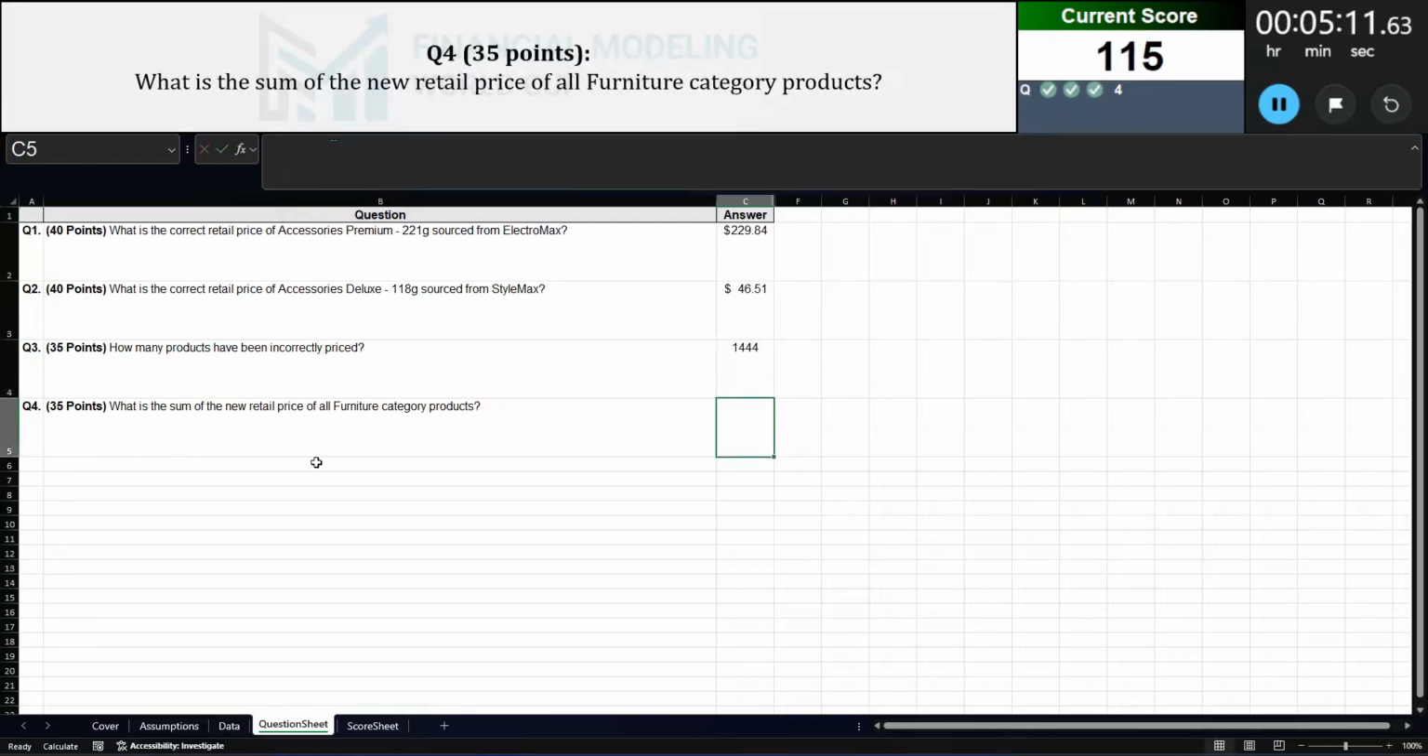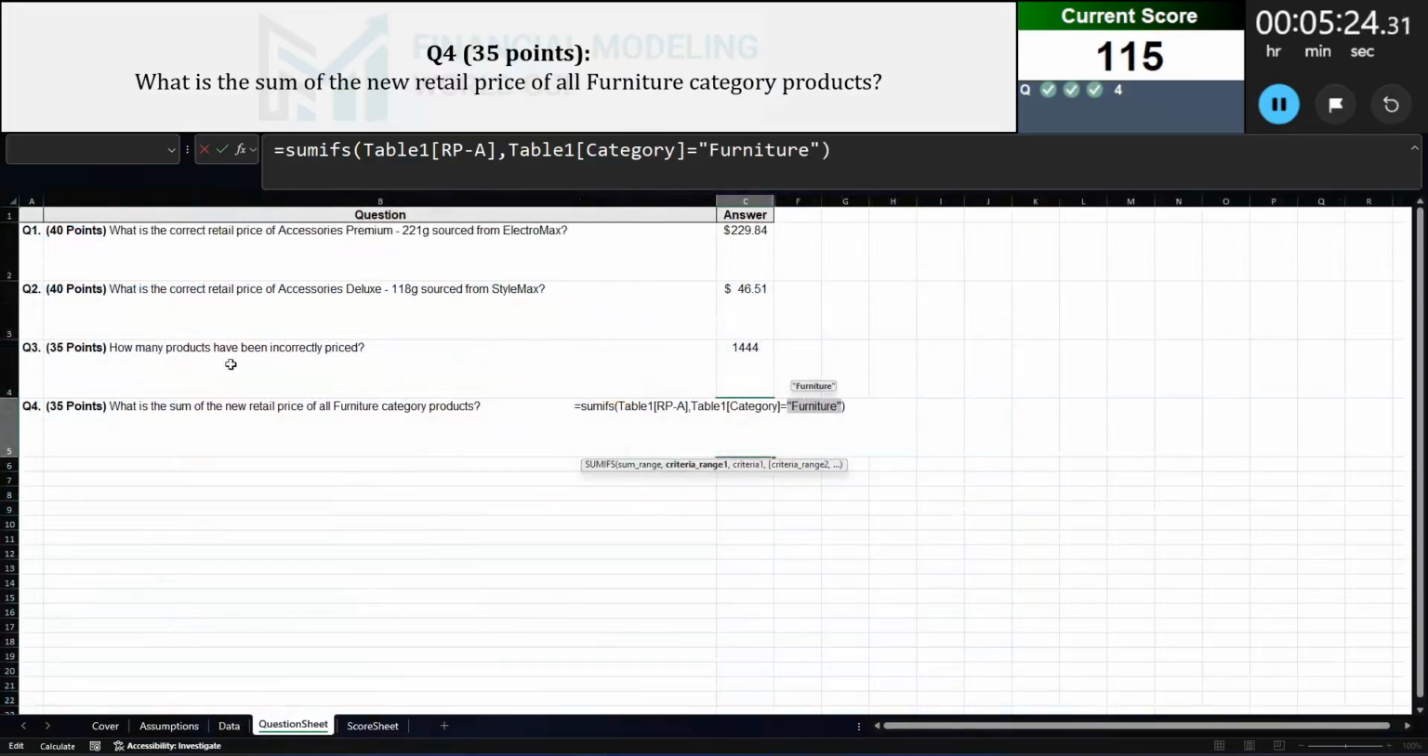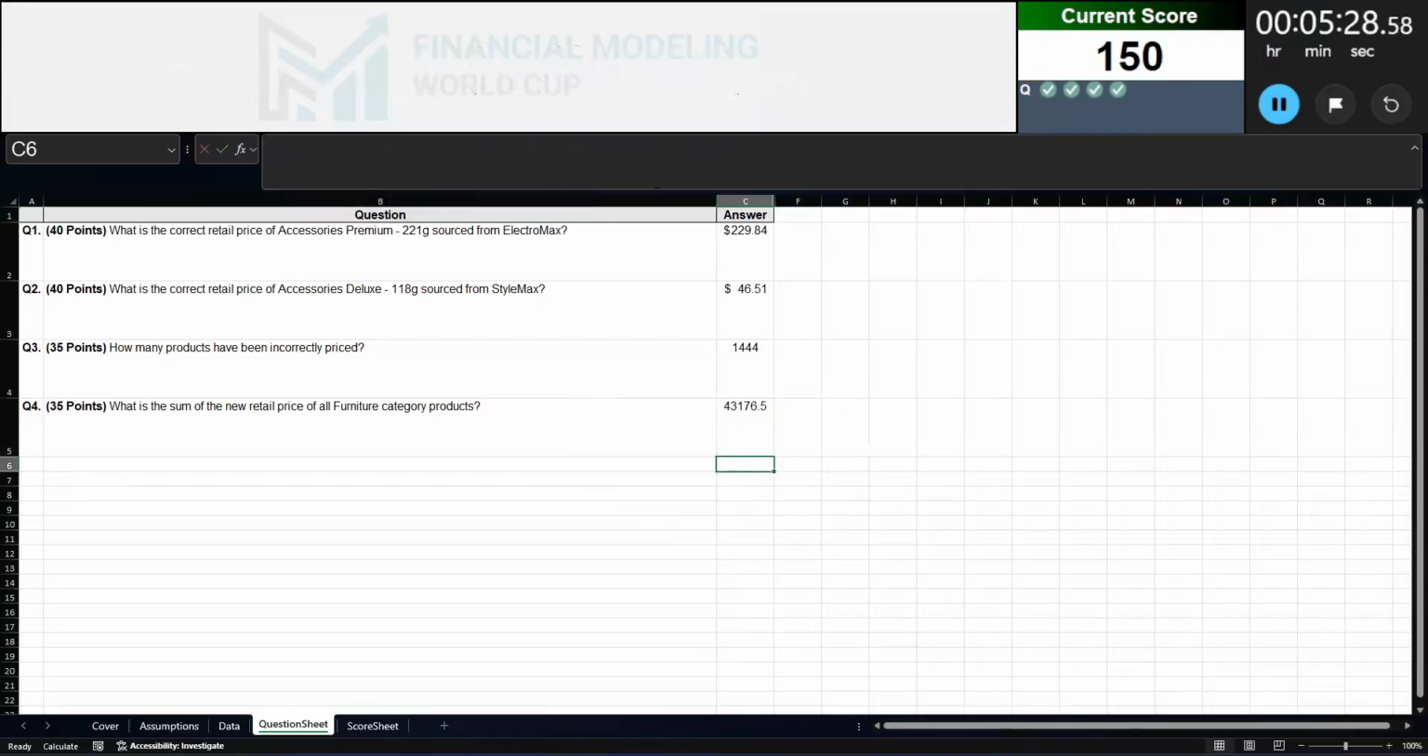All right. What is the sum of the new retail price of all furniture category products? So that should be a nice simple SUMIFS. We'll use that where this equals furniture. Not the equal sign, comma. There we go.